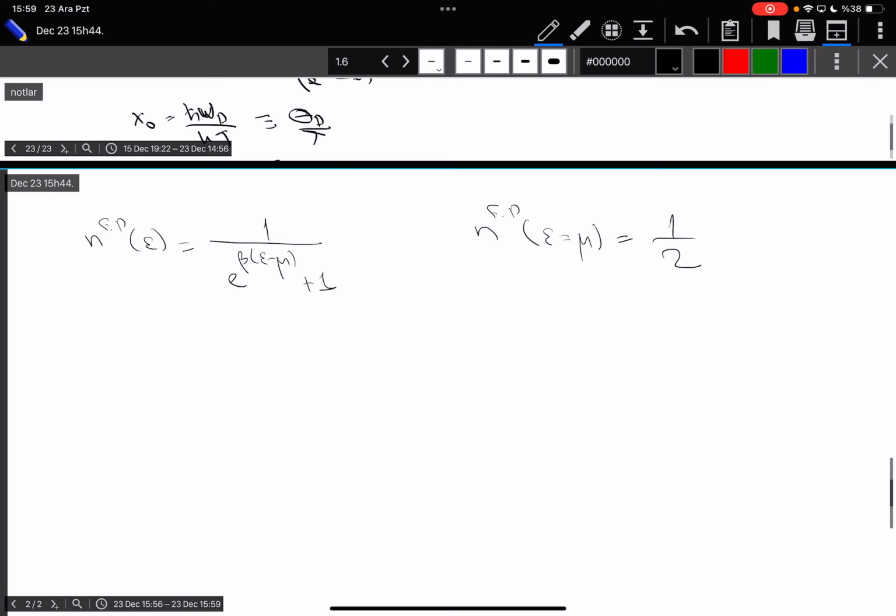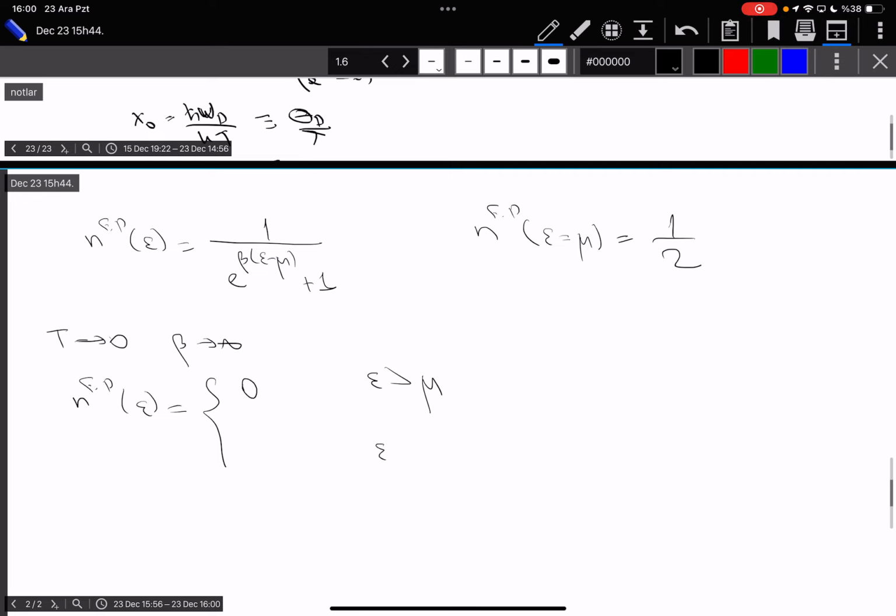Now, let's look at what happens, for example, when T goes to 0. Well, when T goes to 0, beta diverges. So the Fermi-Dirac distribution for epsilon larger than mu, you see, if epsilon is larger than mu, that means epsilon minus mu is positive, beta is infinite, so that's the exponent of infinity, which is infinite, so we have 1 over infinity, which is 0.